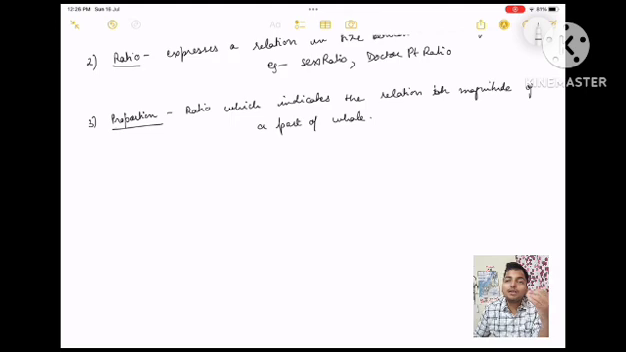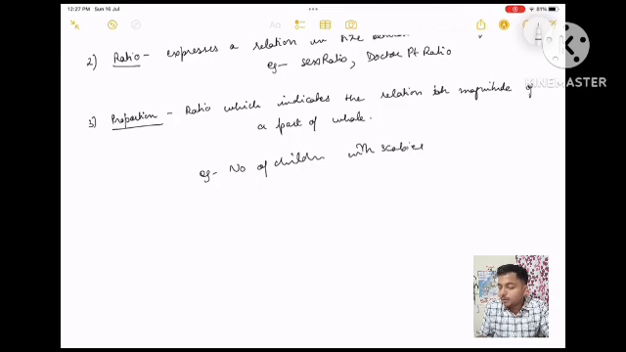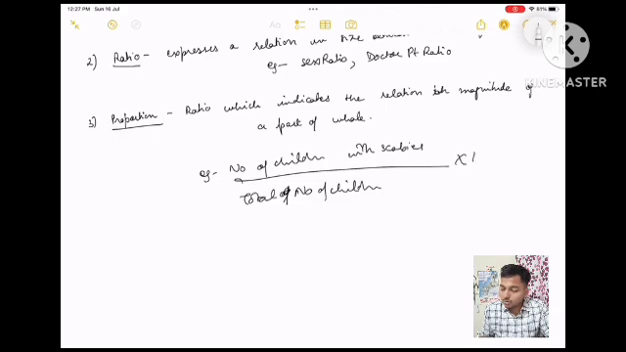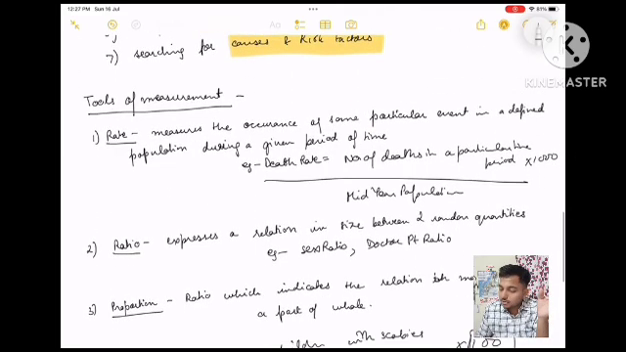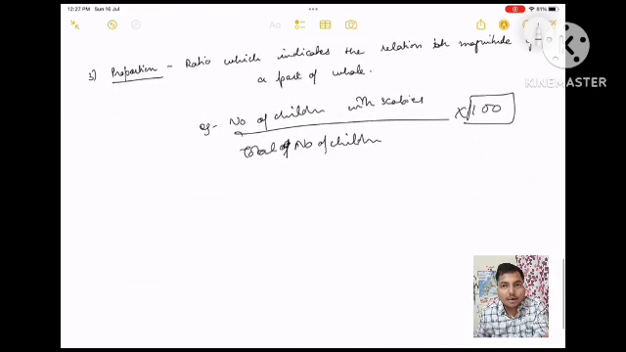Then comes proportion, where the numerator is a part of the denominator. Like in proportion you can have the number of children with scabies in a population upon the total number of children in that population, into 100. Whenever it's a proportion, the multiple is always 100, whereas in a rate, the multiple can be 1000, 10,000 or lakh also.